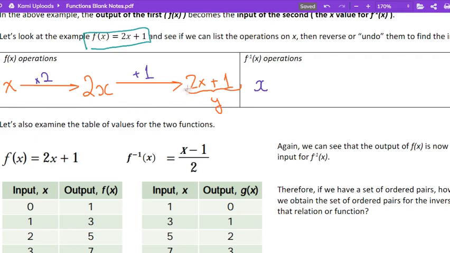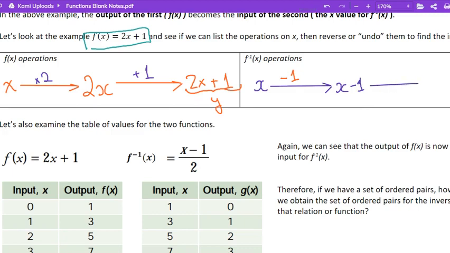But now what we're doing is we're actually going backwards through the original function. So what was done last to this function? Well, we added 1. Okay, so we are going to do that first. And not only that, we're actually going to do it oppositely. So instead of adding 1, we're going to subtract 1. So when you take x and subtract 1, that gives us x minus 1.